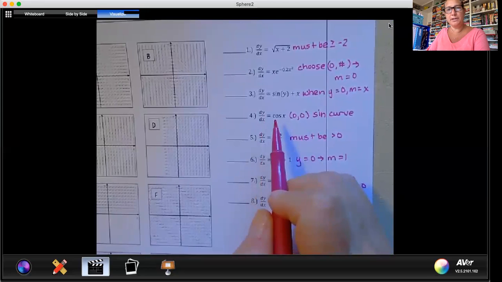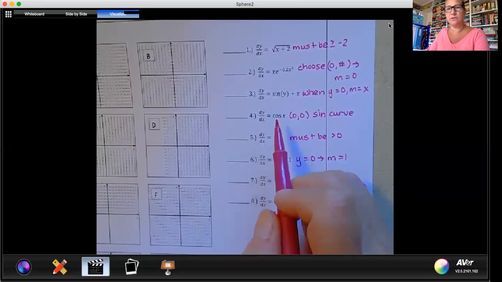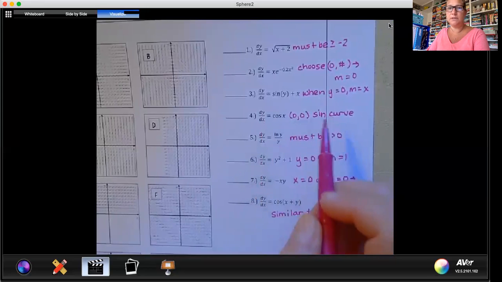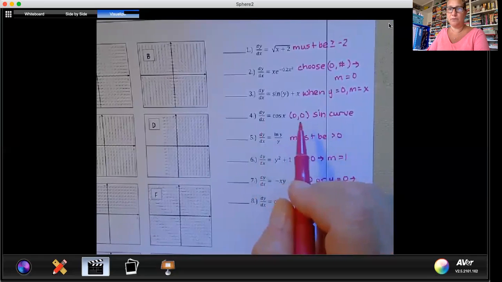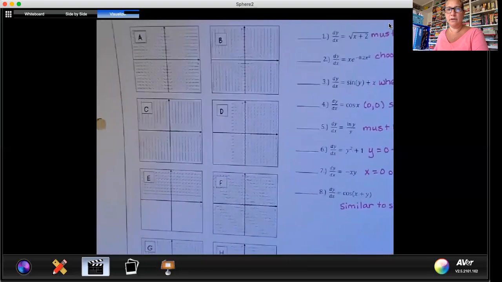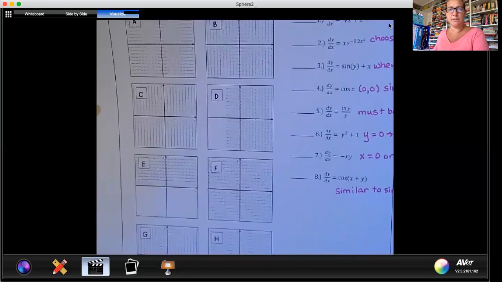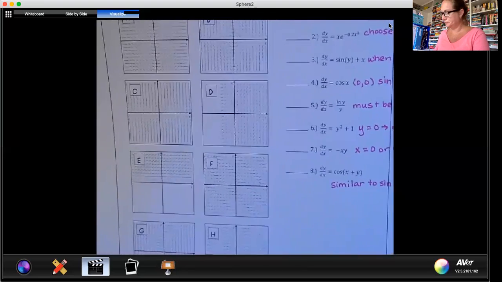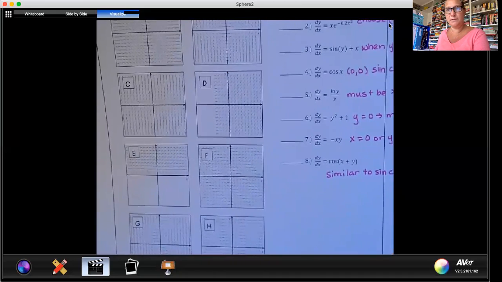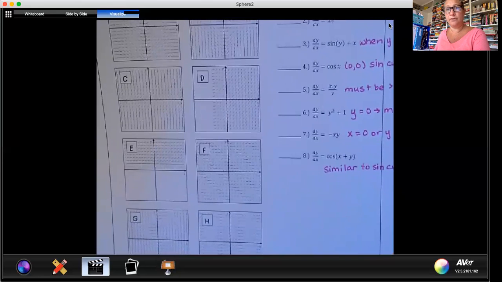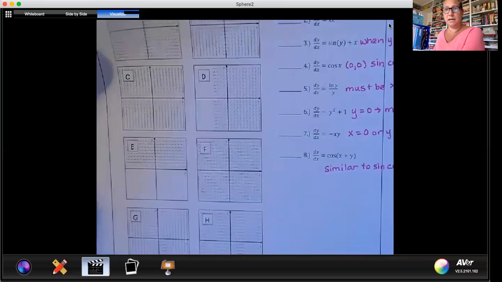Your differential equation is cosine x. So if we were to take the antiderivative of cosine, we would get sine. So we're looking for the sine curve. We know we're going to go through 0, 0. So if you take a look at your differential equation slope fields here, remember your sine curve goes through 0, 0. Sine curve goes up, down, down, up to complete a period of the sine cycle.